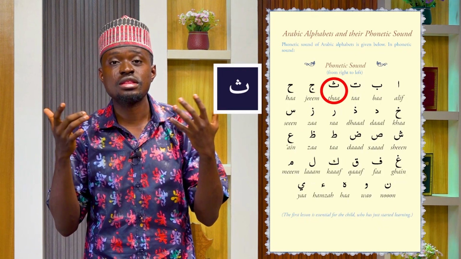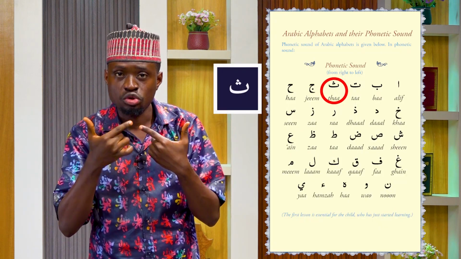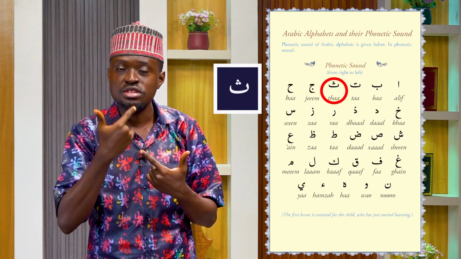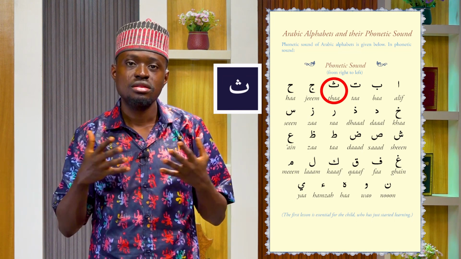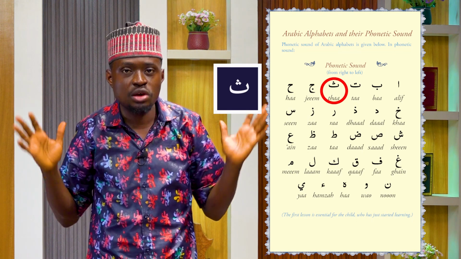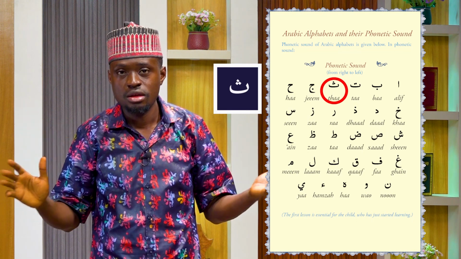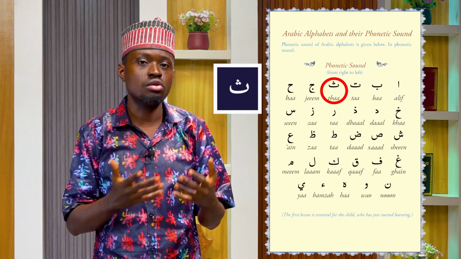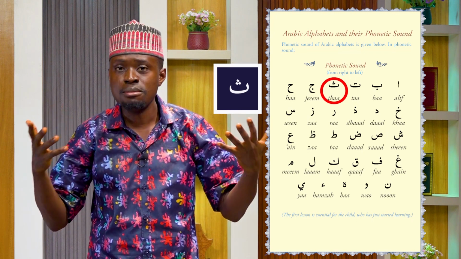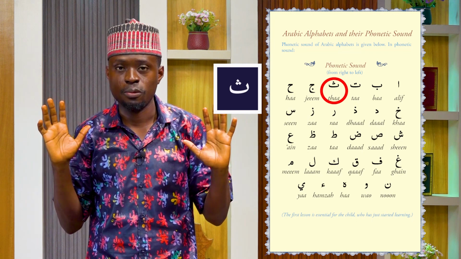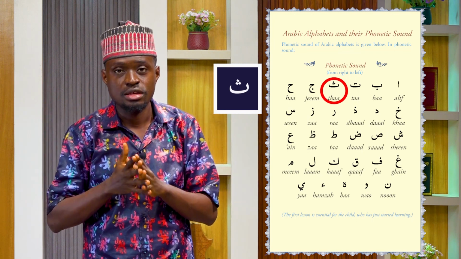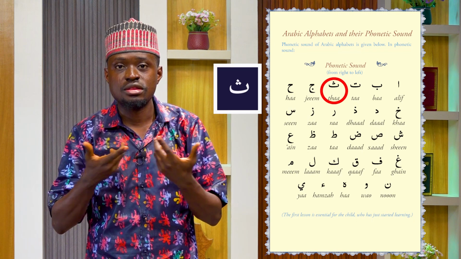So we have to be very careful when it comes to the pronunciation of these letters. So tha, just the tip of your tongue, place it at the middle of the teeth. Tha, tha, tha, and easily you pronounce the sound. Tha, thum, thum, not sum, not sam, no. So that is the fourth letter, tha.